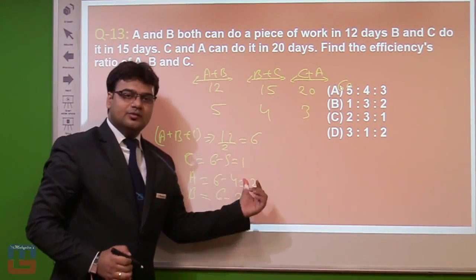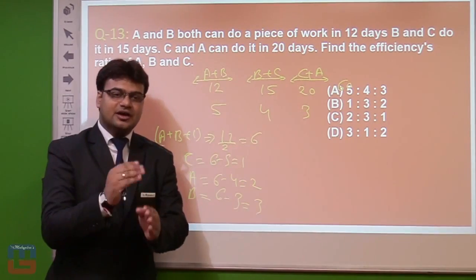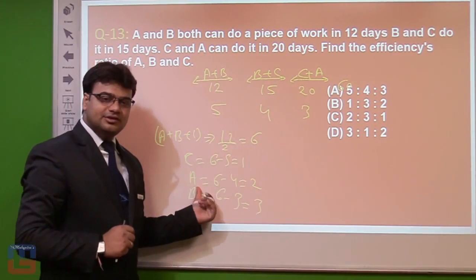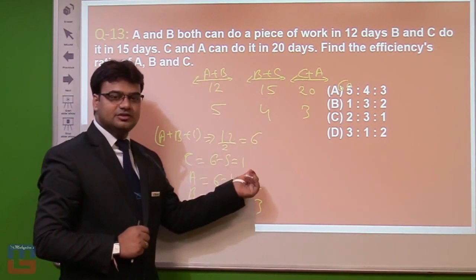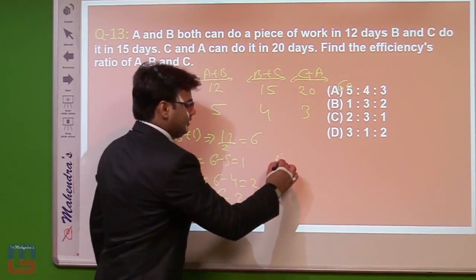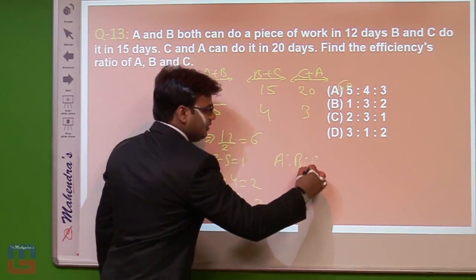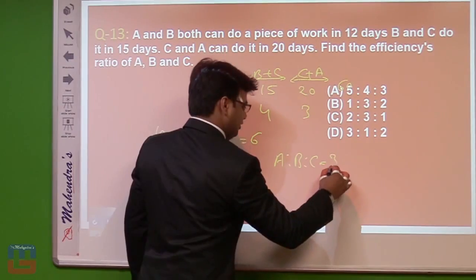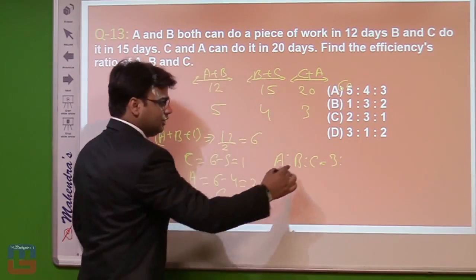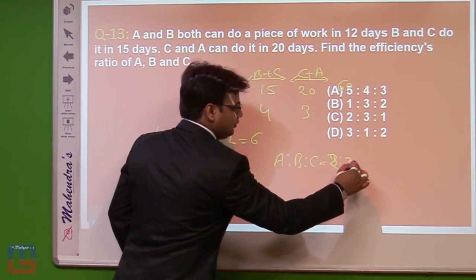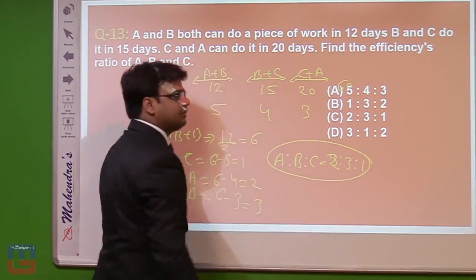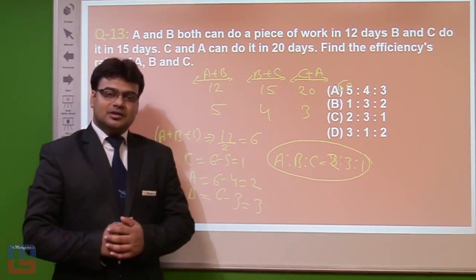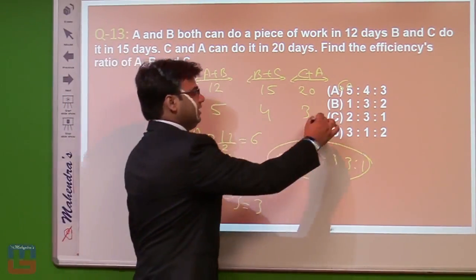What we require is the ratio between the efficiency of A, B, C. A's efficiency is 2, B's efficiency is 3, and C is equal to 1. So the ratio is 2 ratio 3 ratio 1. We check in which option it is available: in our C option, so the correct answer is C.